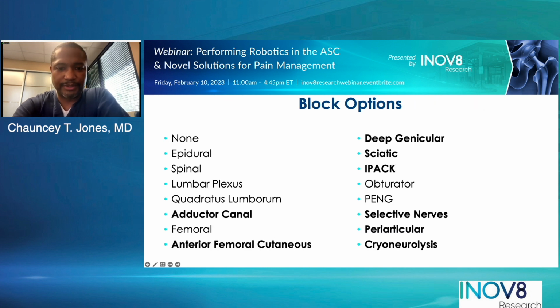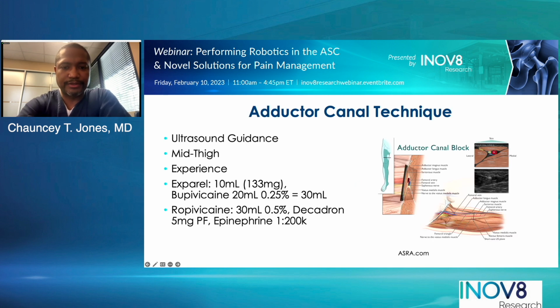Block options. So the ones in bold are the ones that we tend to focus on. Some of our providers will do an IPACK block for the posterior distribution, and then others of us do low volume, low concentration sciatic. Main thing is selective nerves, periarticular, and then the cryoneurolysis is the newer addition in the last couple of years.